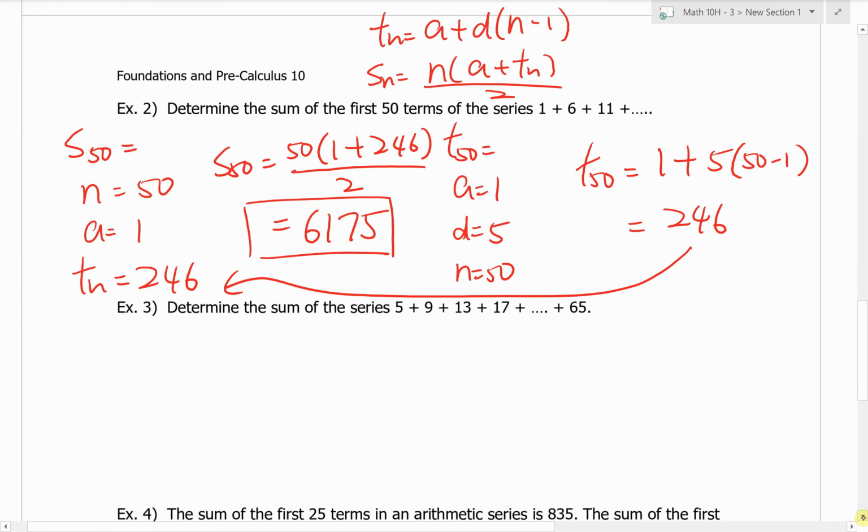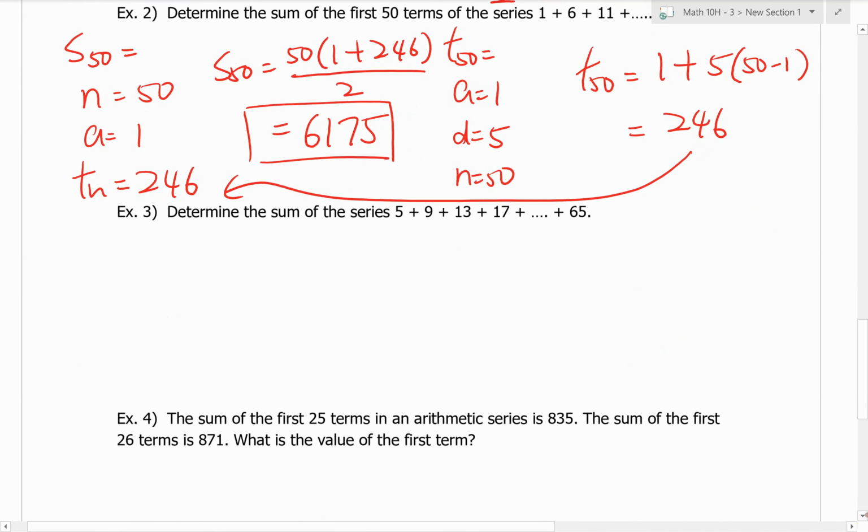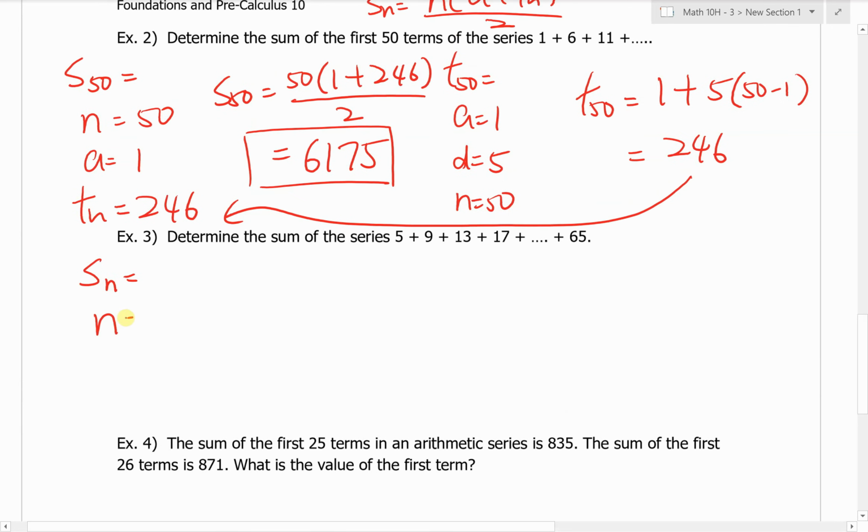Number three is slightly different, not that much, but again, you just follow the same procedure here. This is not that bad. Again, we're looking for the sum, so we're going to use the Sn formula. In this case, we don't know what n is. That's the problem. We do know a, which is 5. We also know tn, the last term, which is 65. But again, we don't know what n is.